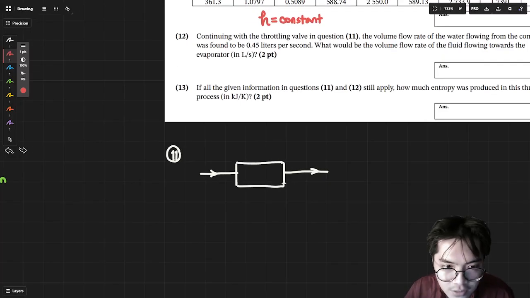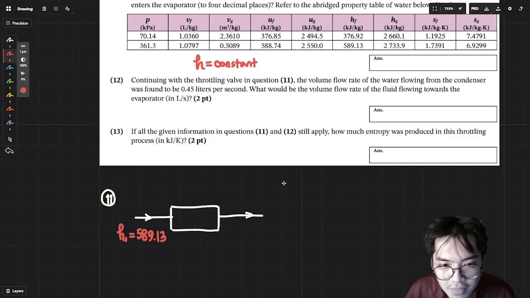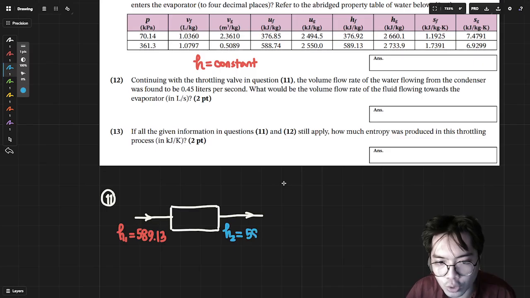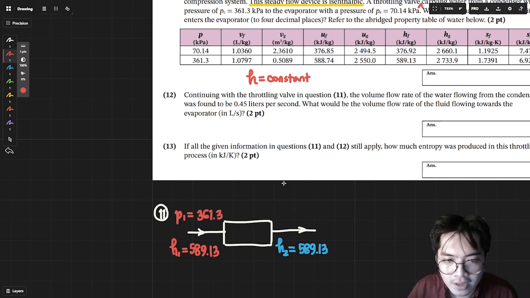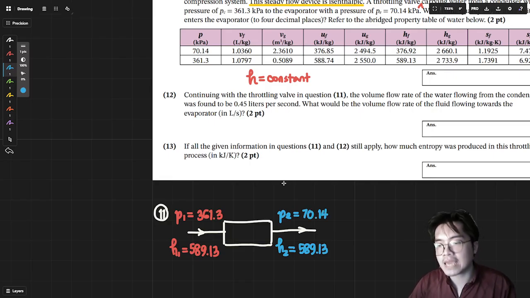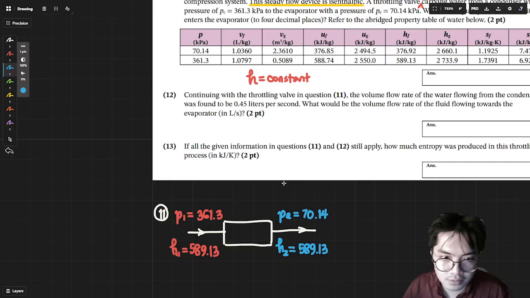The H for this should have been 589.13. And because it's isenthalpic, the second state should also have 589.13. But now the pressure of the first state is 361.3, and the pressure of the second state is 70.14. This is the main function of a throttling valve, to reduce pressure, right? As you can see, 361 down to 70.